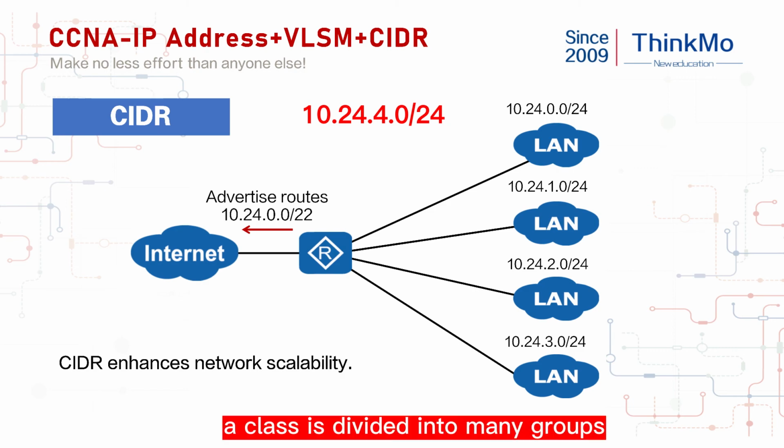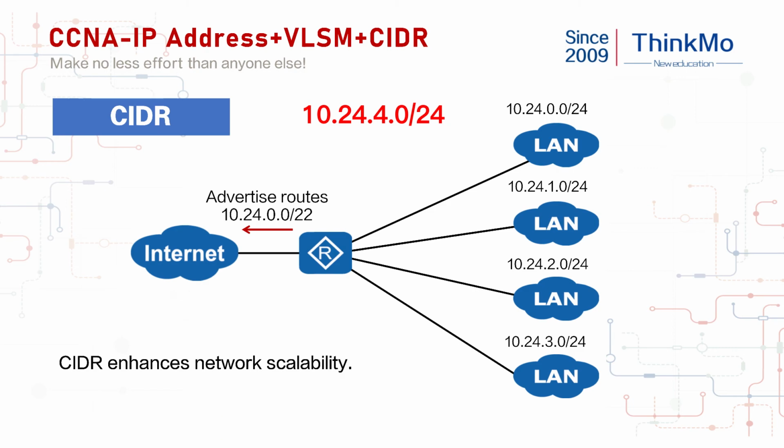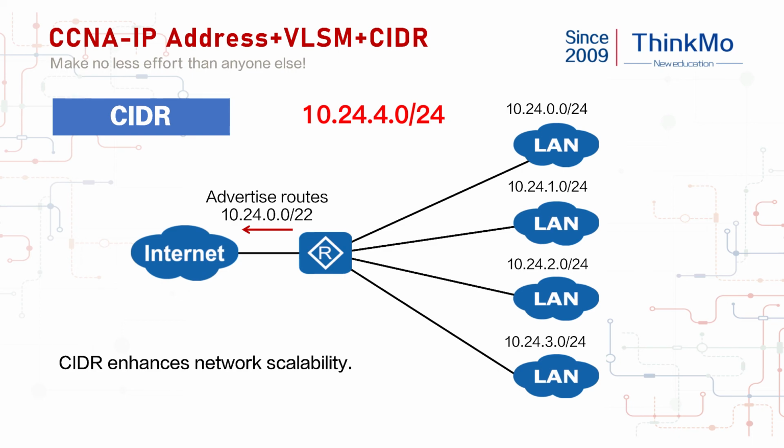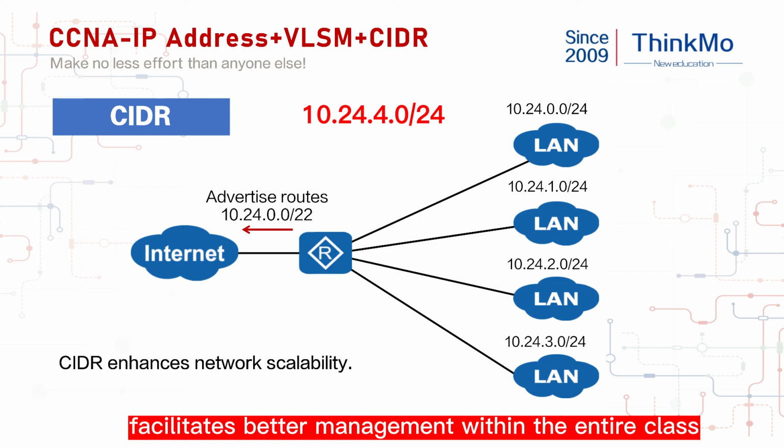A class is divided into many groups. Between different groups, there are different tasks to do. Each group has a leader. The team leader is responsible for receiving and sending homework. Each group operates individually, which facilitates better management within the entire class. It's equivalent to different departments in an enterprise.